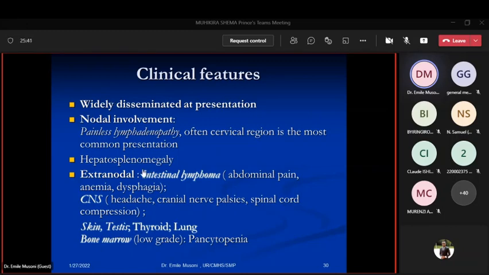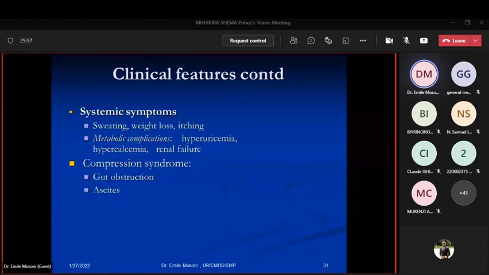In the case of bone marrow, they find pancytopenia, meaning a reduction of lineages of the cells. Clinical features are associated with weight loss and itching, like Hodgkin lymphoma. There is hyperuricemia, hypercalcemia, and also renal failure. You can find some gut obstruction and ascites.